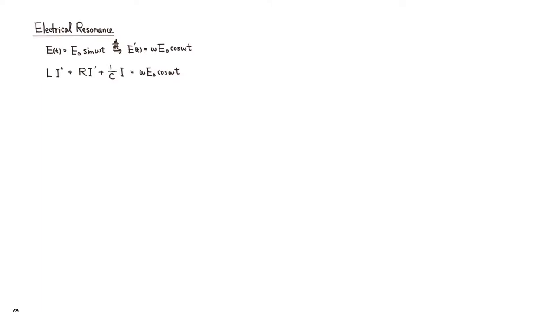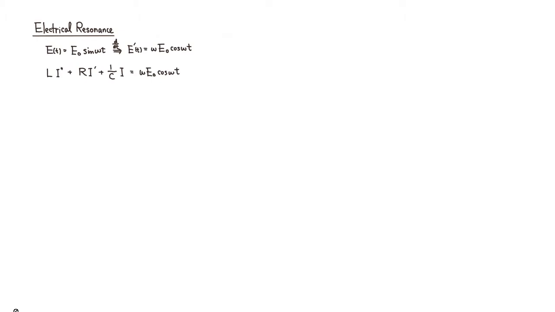All right, let's look at the electrical resonance. So we have an RLC circuit again, and we're going to use the sine curve to simulate the power source. So E of t is equal to E0 sine of omega t. When we take the derivative of that, we get E prime of t is equal to omega E0 cosine of omega t.